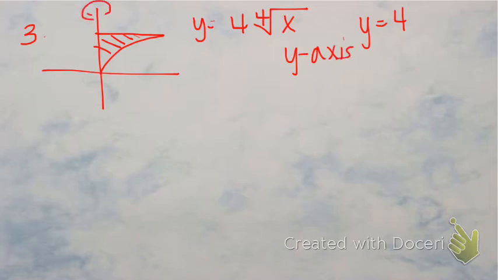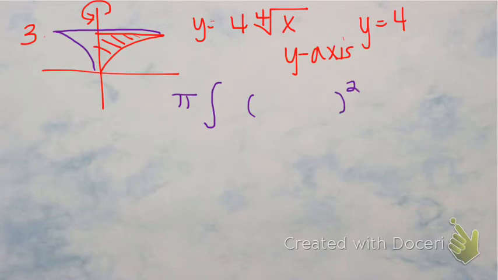Since we're going around the y-axis, first I'm going to figure out what it looks like. It looks like this cone thing. There's no hole, so I know it's pi times the integral of something squared. Because it's going around the y-axis, it has a dy. Since there's a dy, there have to be y's here. The y-axis intersects at 4, so this is going to be from 0 to 4, because we have to use y values since we're going around the y-axis.